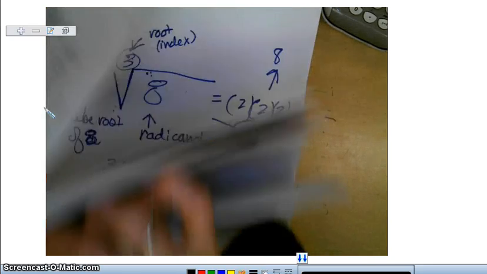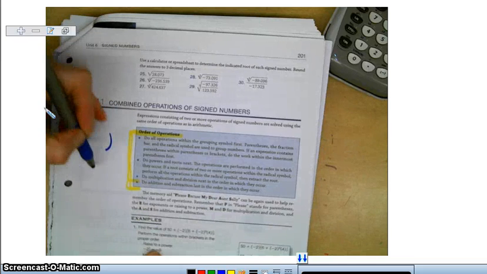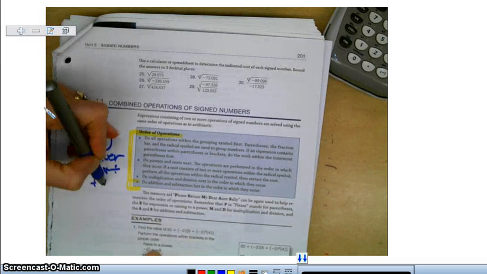So that should run you through all of the rules. The very last thing is a review of the order of operations, but with signed numbers, and it's the same thing. You're going to do all parentheses first, then powers, then multiply and divide from left to right, and then add and subtract from left to right.